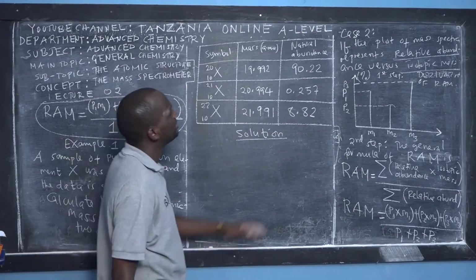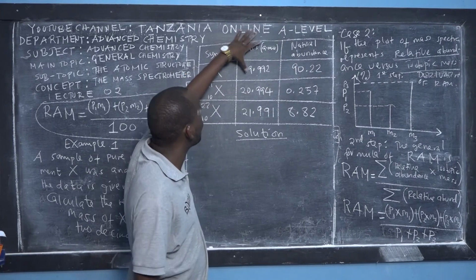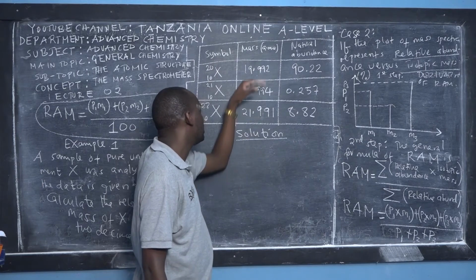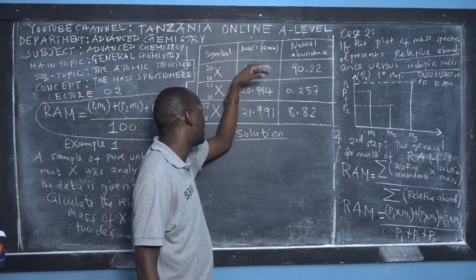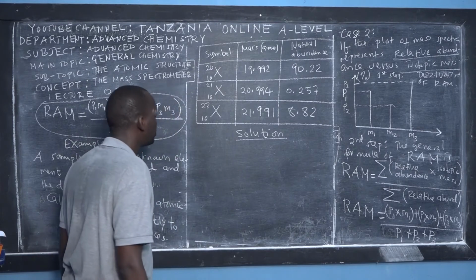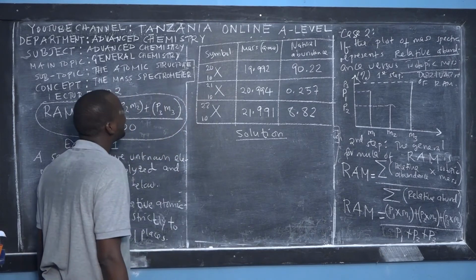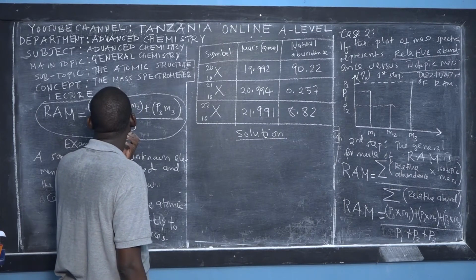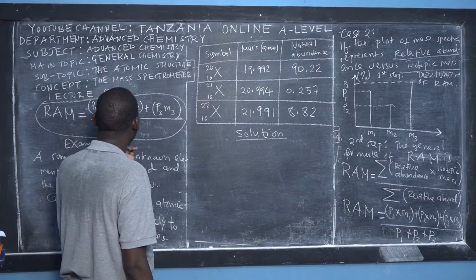So we have been given natural abundance, and we have been given mass. This is the mass to charge ratio in atomic mass units. That's why the unit signifies what it is. Right? So let us compute.